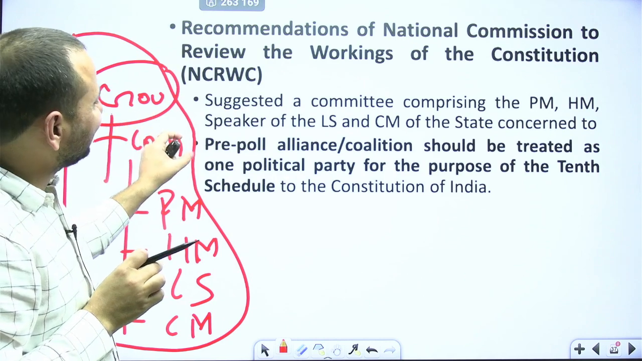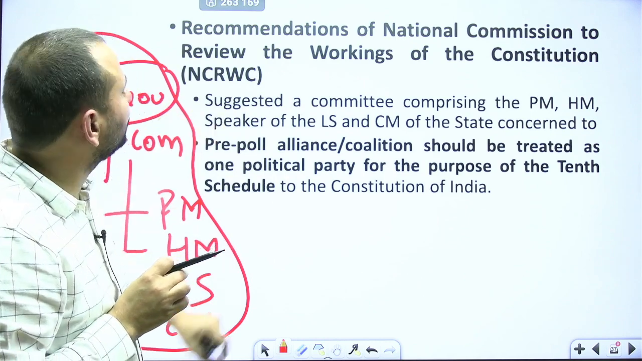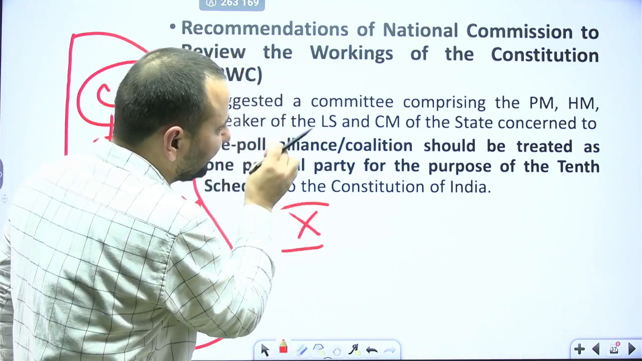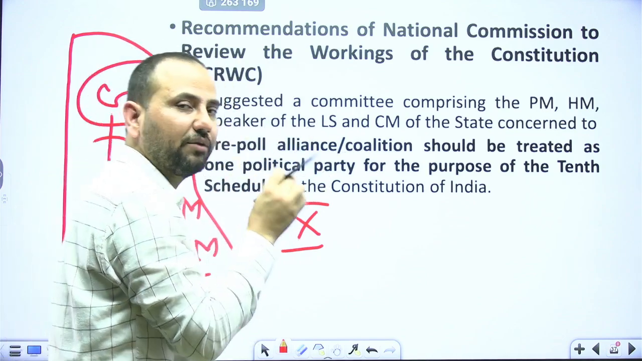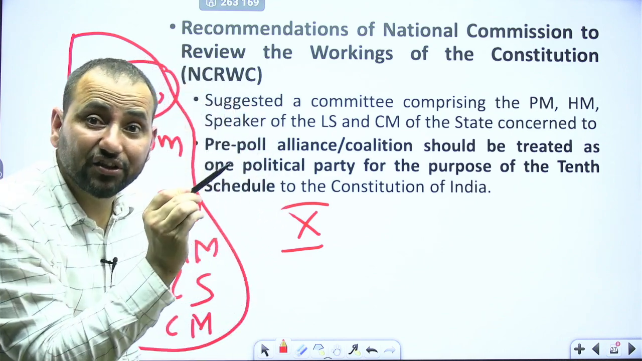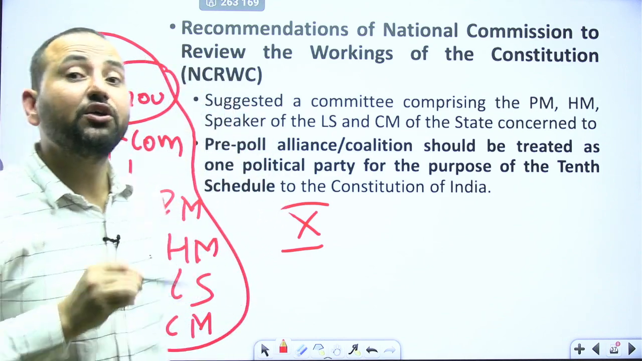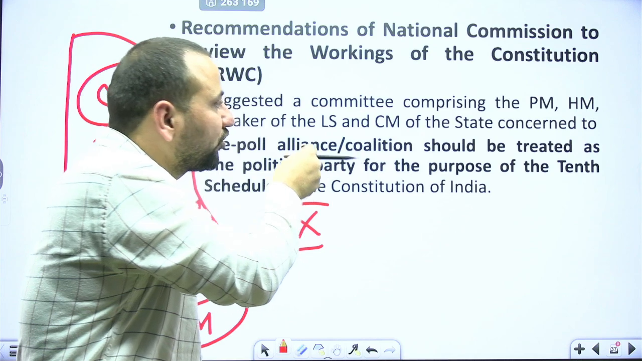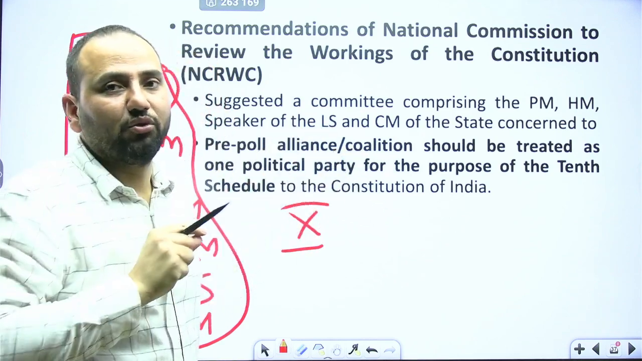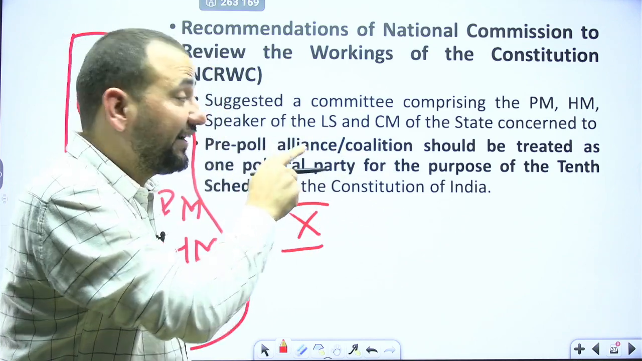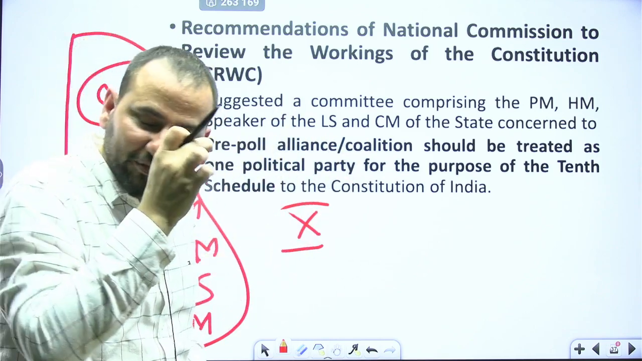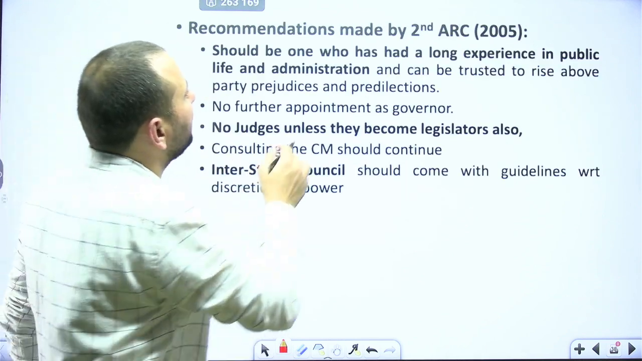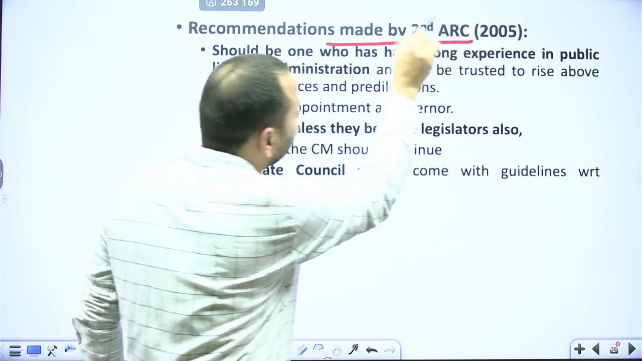This National Commission to Review the Working of the Constitution also specified about the 10th Schedule. It is specified that a pre-poll alliance or coalition should be treated as one political party. And whenever it is about the anti-defection law, that is the 10th Schedule added by the 52nd Constitutional Amendment, we have to understand that this pre-poll alliance or coalition should be treated under the 10th Schedule. So if we see any defection through this system, it should be treated under this anti-defection law. Again, if you move forward, we have to see the recommendations made by the second ARC, which submitted its report in 2005.